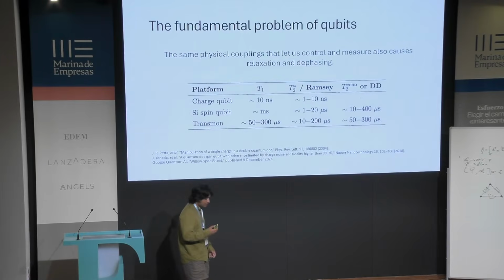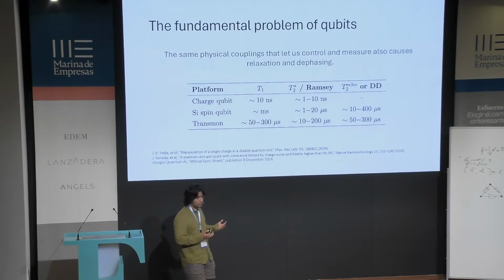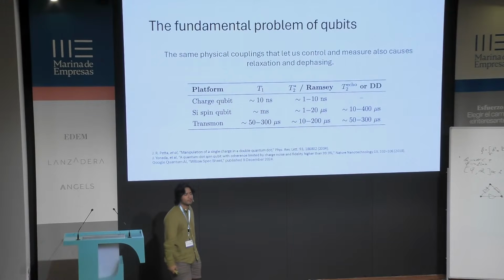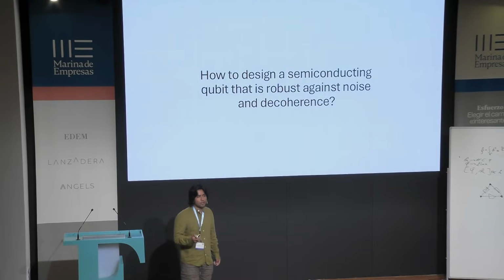So with this in mind, we come to the fundamental problem that all qubits have, and it's that you are trying to couple and control a system, and at the same time, you're trying to maintain that system isolated from everything else. So the same mechanism that you're using to couple is perturbing your system. This is always a trade-off that we find in qubits. Here I list some coherence and relaxation times for different types of qubits. You can see that the charge qubit is actually the worst of them. Spin qubits are kind of better, and transmons are the most developed experimentally these days. So with that in mind, we come to the research question.